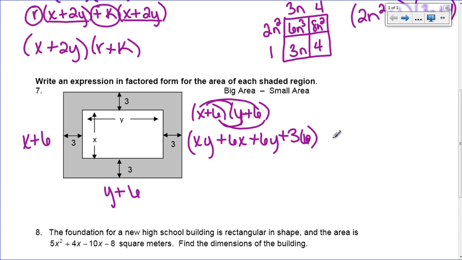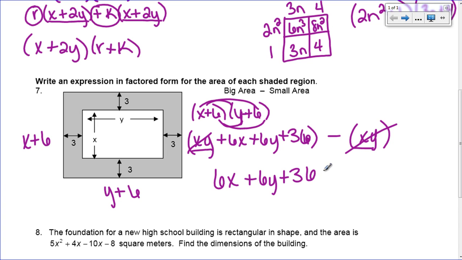Well, x times y is just xy, so I have to subtract that from what I had. They made this real easy. xy minus xy, they cancel each other out. So what you have left is 6x plus 6y plus 36, and they want the answer in factored form.